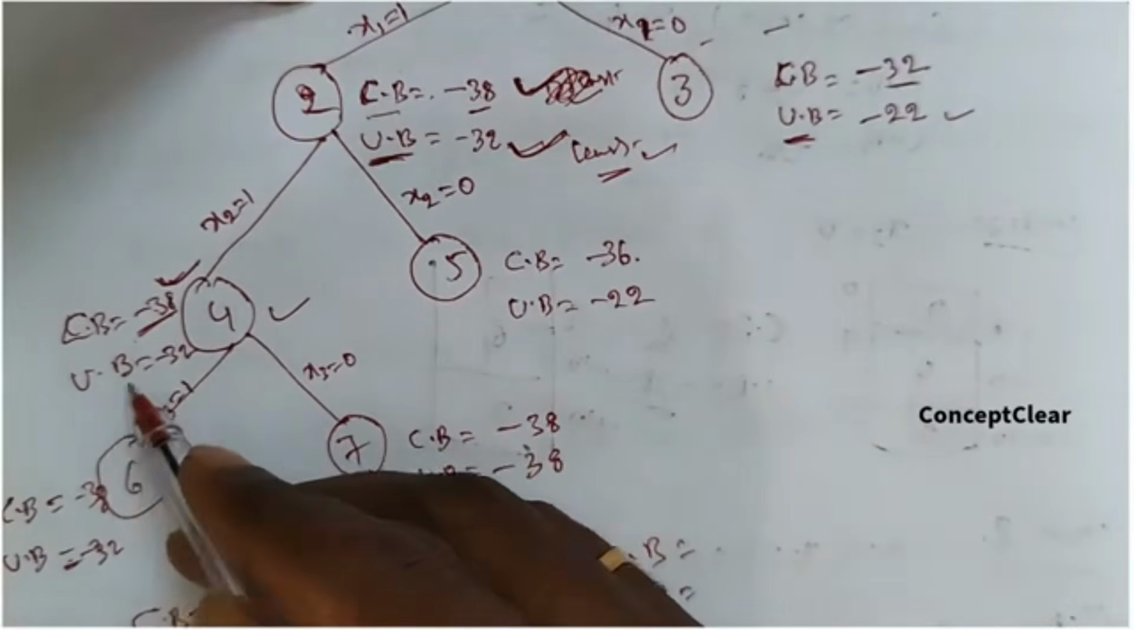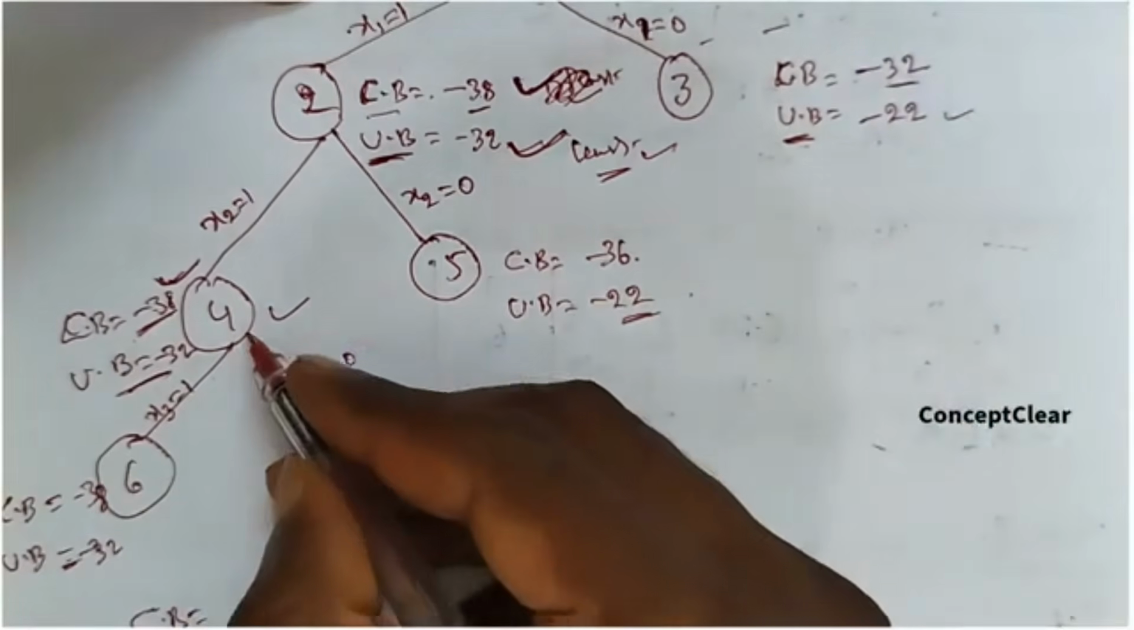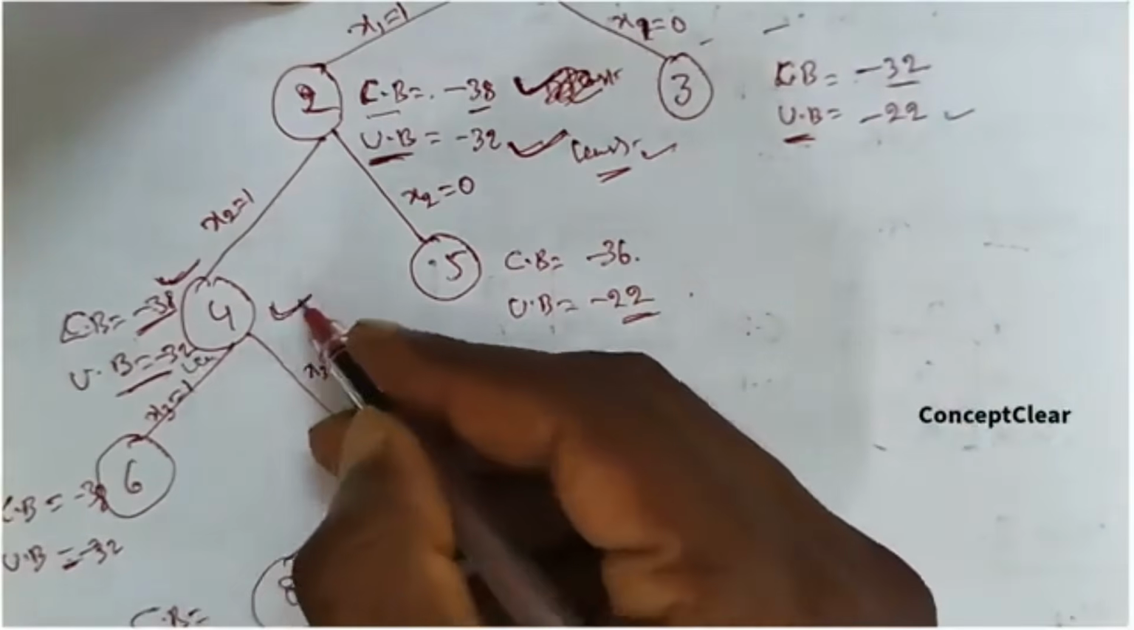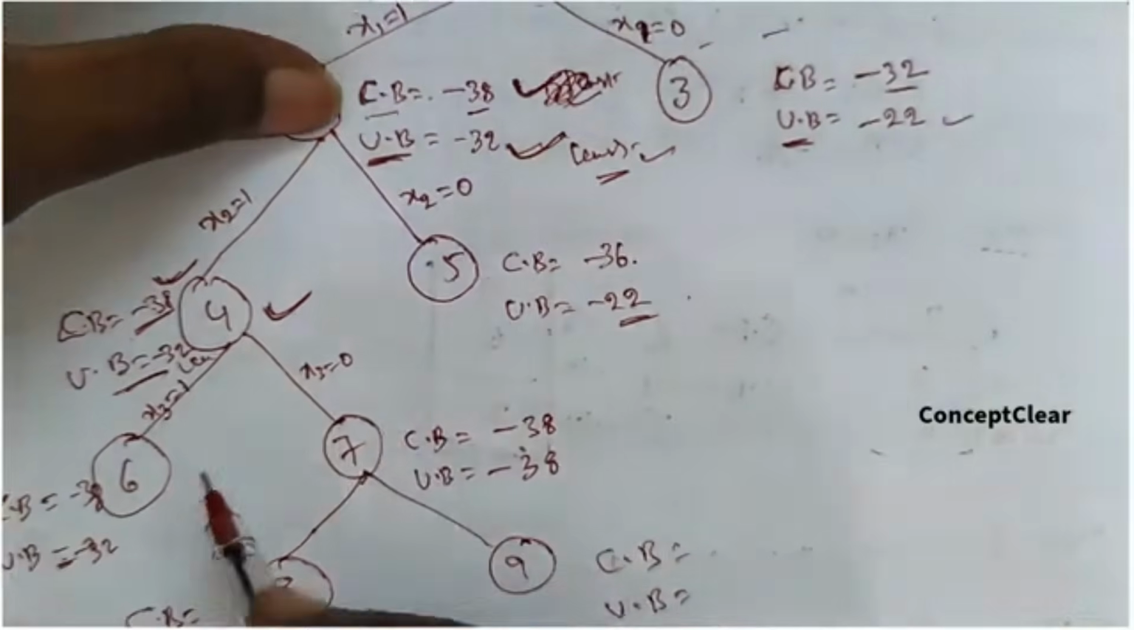Here the upper bound value is minus 32, so it is the least value. So expanding this one. Okay, again for 4, and from 4 we are getting what? We are getting 6 and 7.